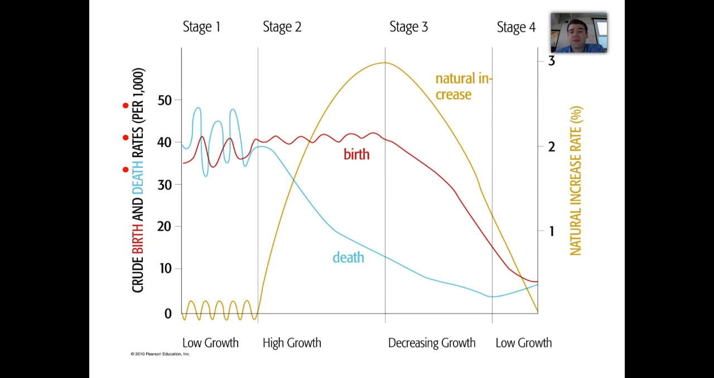So if you look at stage 2, you can see this pattern emerging, where birth rates stay high, mostly because of families, that was the tradition, the culture, the norms that people had expected.